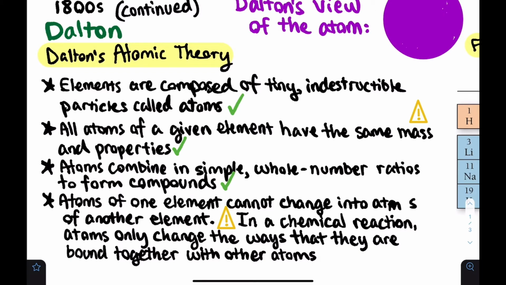Atoms are not going to change from one element to another. Once they start changing elements, you will know. You will definitely know, because you're going to talk about it a lot. So until you see that, this rule holds true for you.